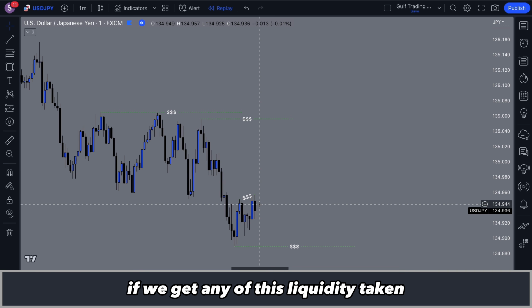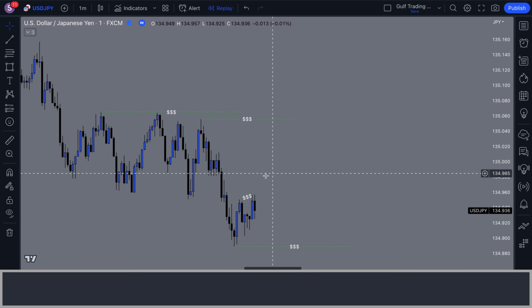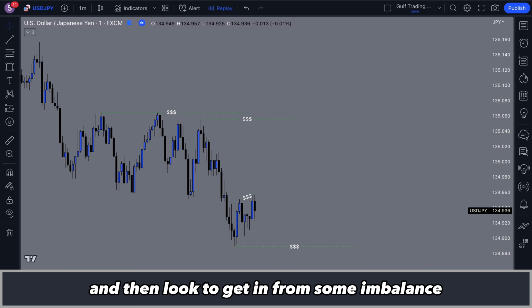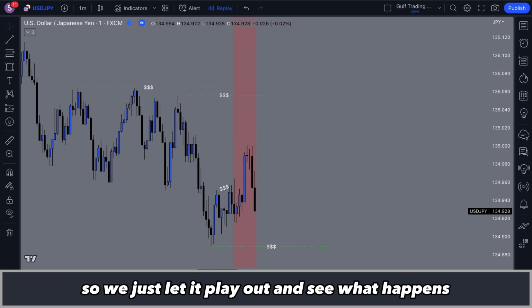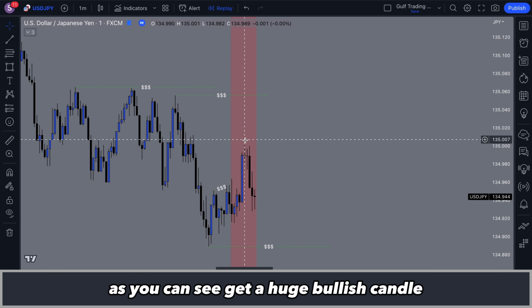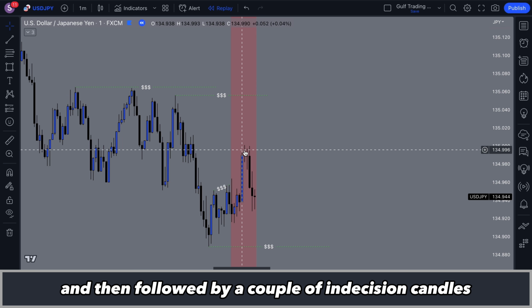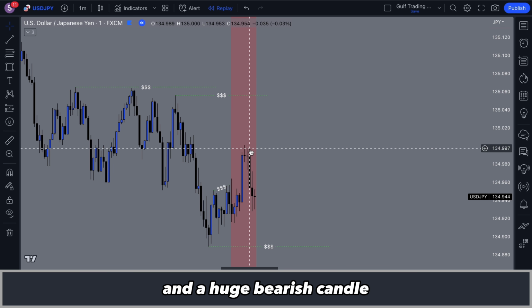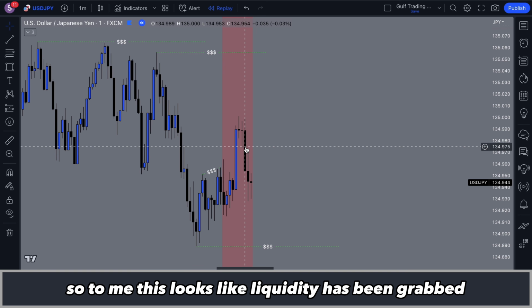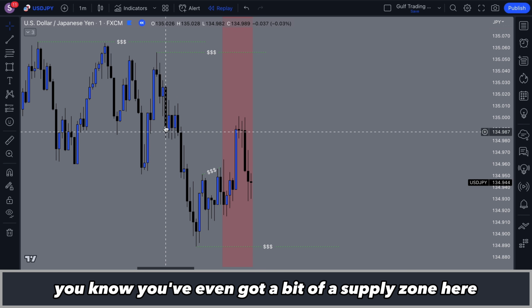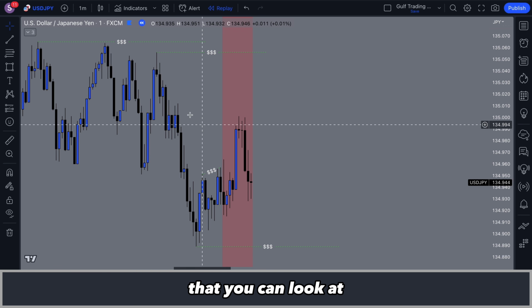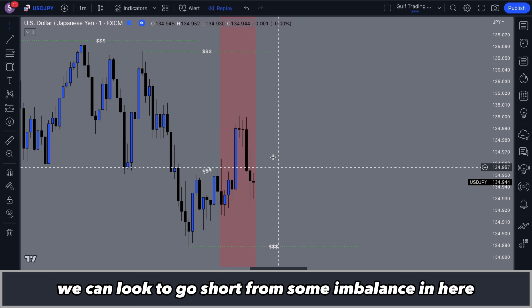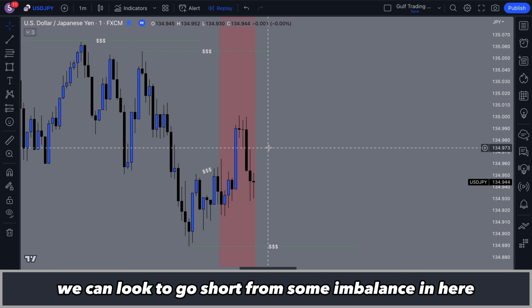If we get any of this liquidity taken, we're going to wait for a change of character and then look to get in from some imbalance. So we just let it play out and see what happens. And as you can see, we get a huge bullish candle, followed by a couple of indecision candles and then a huge bearish candle. So to me, this looks like liquidity is being grabbed. You've even got a bit of a supply zone here that you could look at. And so if we get a change of character, we can look to go short from some imbalance in here.